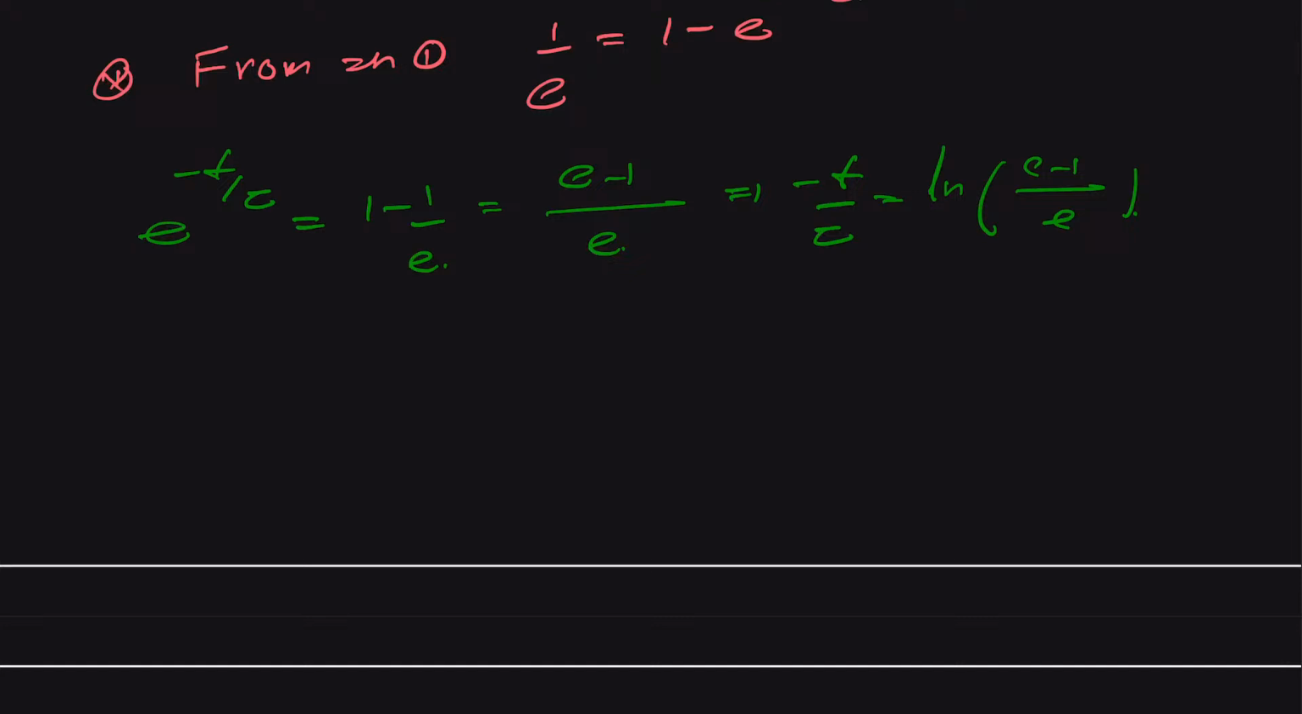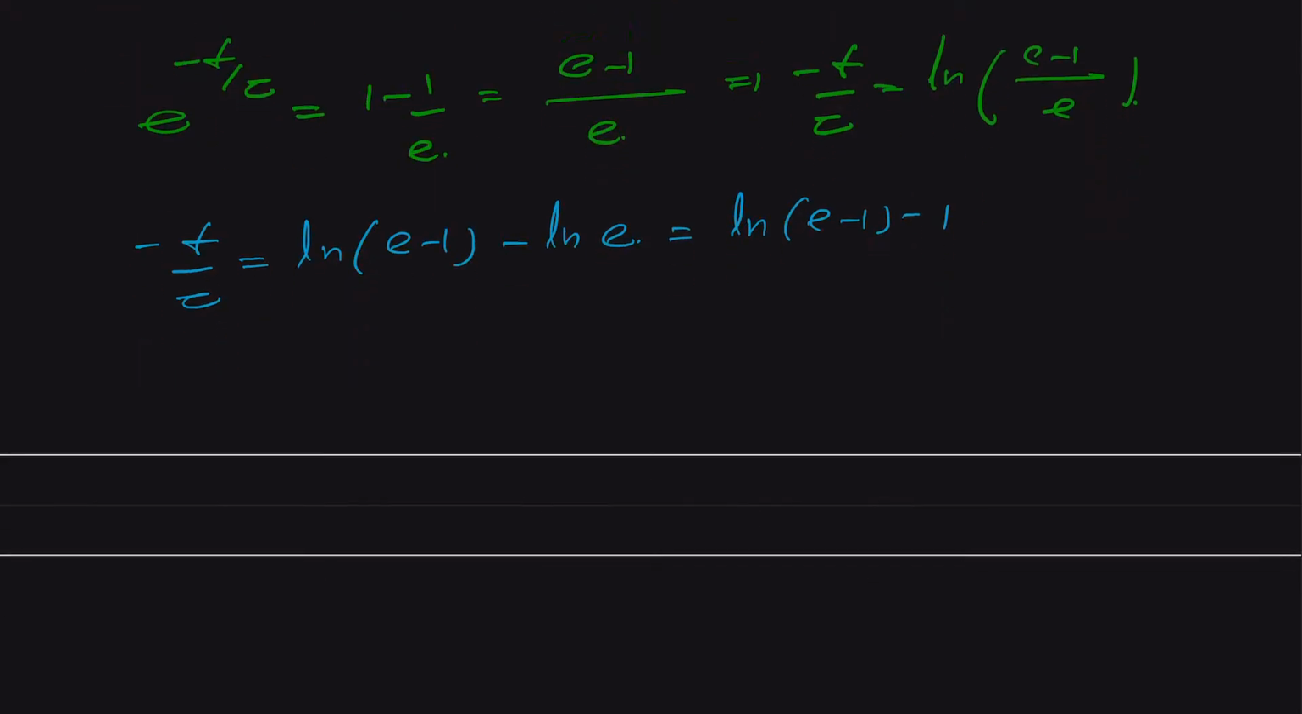And this comes minus t upon tau is equal to natural log of (e minus 1) minus natural log of e. So this comes as natural log of (e minus 1) minus 1. Therefore, we get that our t is equal to tau times (1 minus natural log of (e minus 1)).